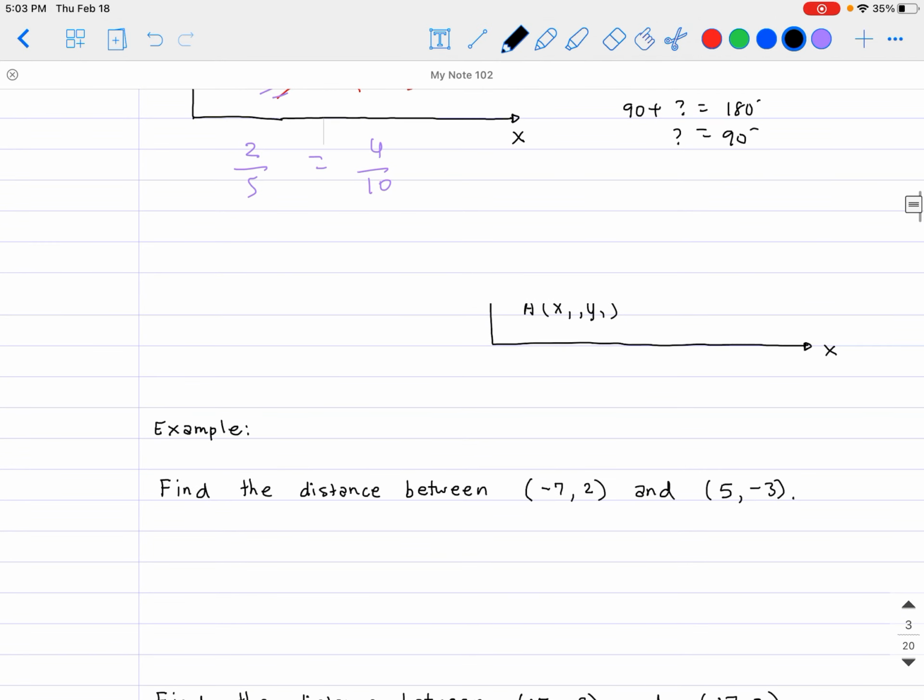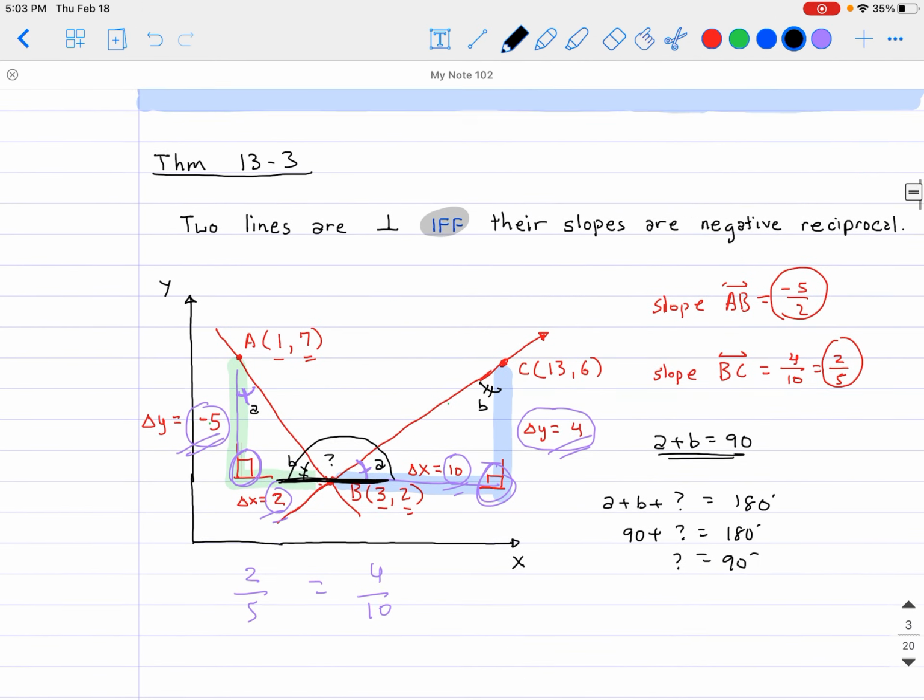But there you go. And do I have any more? Oh, yes. Well, actually, I guess I don't have any more. We'll just go ahead and end it for right now.